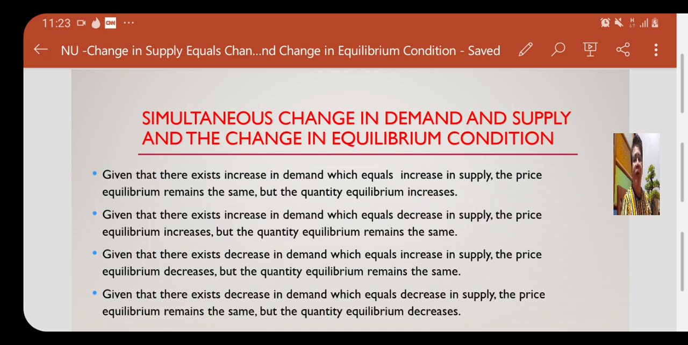Number two, given that there exists an increase in demand which equals a decrease in supply, the price equilibrium increases, but the quantity equilibrium remains the same. Third, given there exists a decrease in demand which equals an increase in supply, the price equilibrium decreases, but the quantity equilibrium remains the same. And last, given that there exists a decrease in demand which equals a decrease in supply, the price equilibrium remains the same, but the quantity equilibrium decreases.